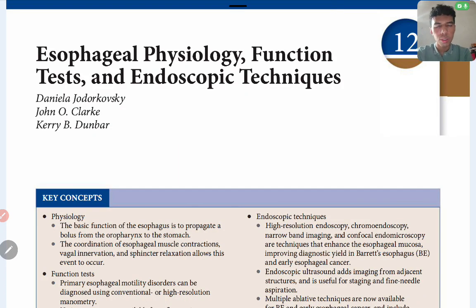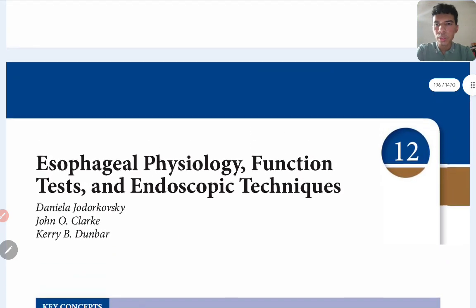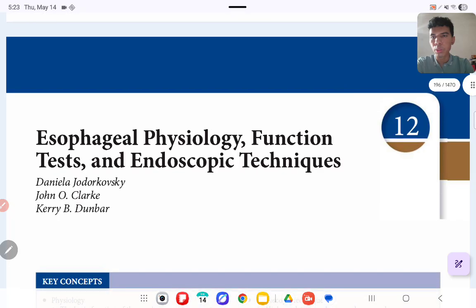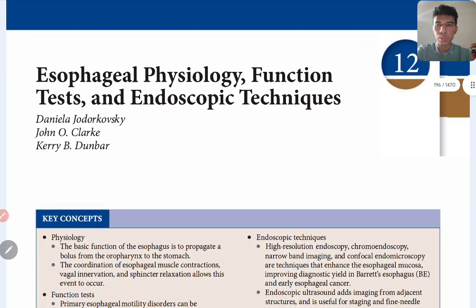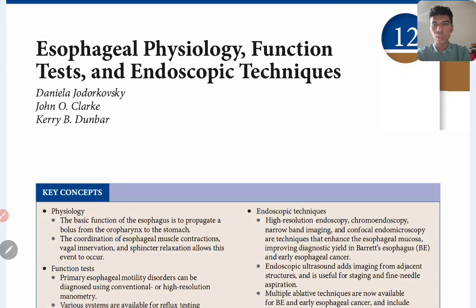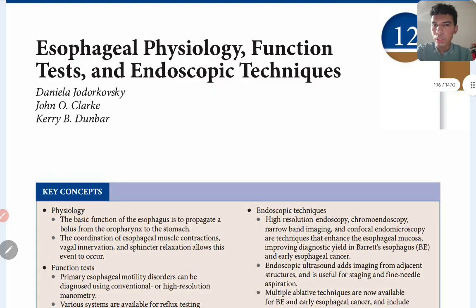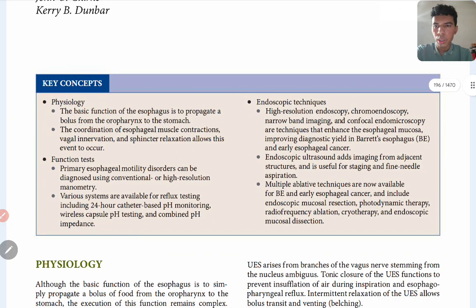Right, let's continue our book reading about Johns Hopkins cardiothoracic surgery textbooks, chapter 12: Esophageal physiology, function tests, and endoscopic techniques. Key concept. Physiology. The basic function of the esophagus is to propagate a bolus from the oropharynx to the stomach. The coordination of esophageal muscle contraction, vagal innervation, and sphincter relaxation allows this event to occur.